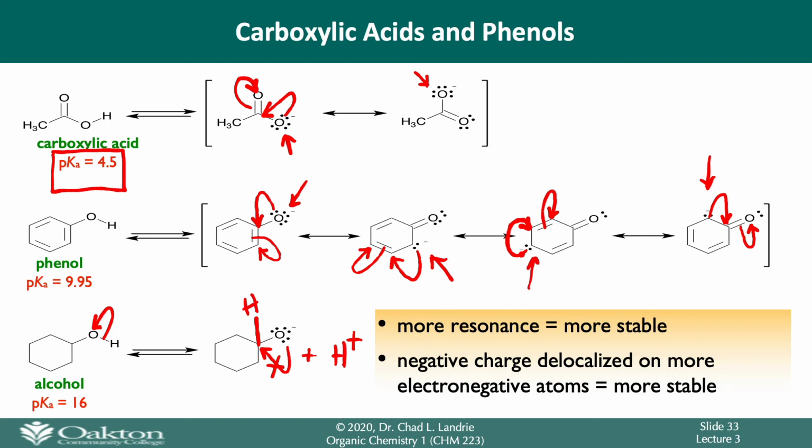Now, phenol is definitely a stronger acid than the alcohol on the bottom because it does have resonance. But the 4 resonance structures for phenol's conjugate base are not quite as good as the 2 resonance structures for the carboxylate at the top.